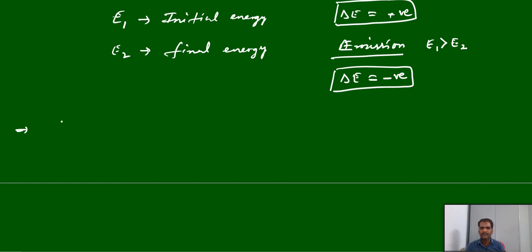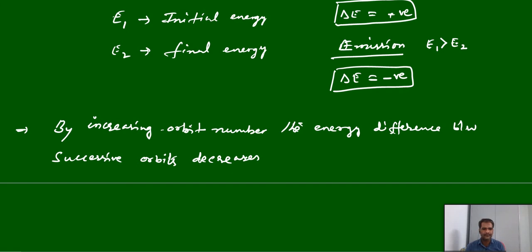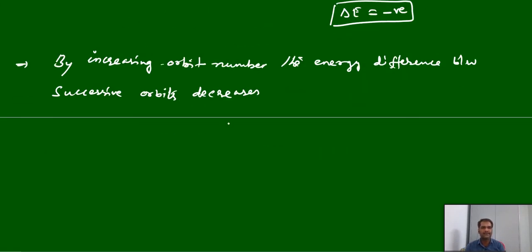One more point that you should keep in mind with respect to this energy. By increasing atomic number, the energy difference between two successive energy levels decreases. It is also very important. By increasing orbit number, the energy difference between successive orbits decreases. What it means is, by increasing orbit number, the energy difference between the successive orbits decreases.